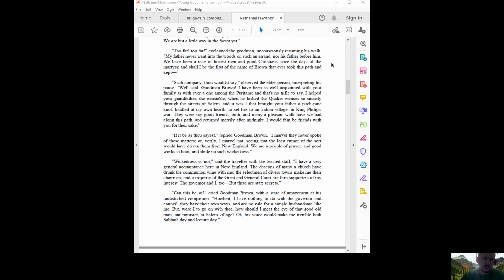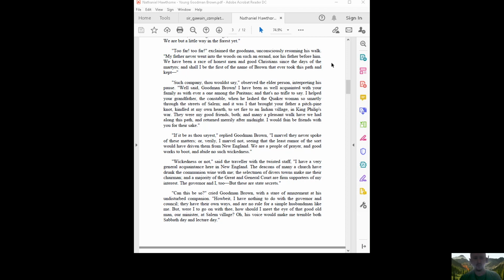"Too far," claimed the good man, unconsciously resuming his walk. "My father never went into the woods on such an errand, nor his father before him. We have been a race of honest men and good Christians since the days of the martyrs. And shall I be the first of the name of Brown that ever took this path and kept such company?" "Thou wouldst say," observed the elder person, interpreting his pause. "Well said, Goodman Brown. I have been as well acquainted with your family as with ever a one among the Puritans, and that's no trifle to say.